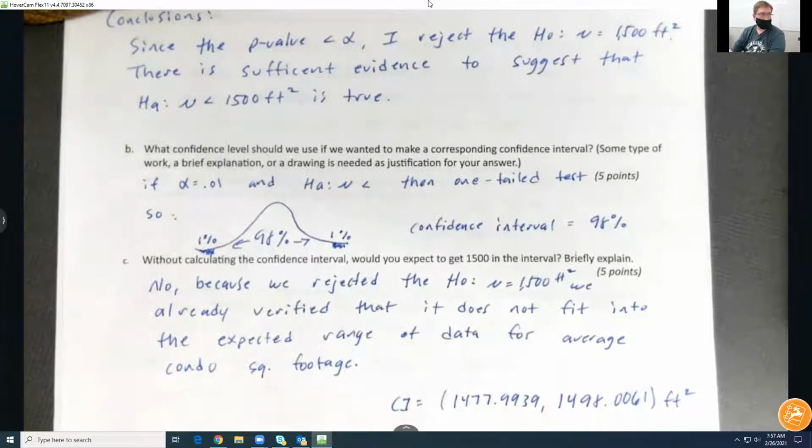So if you're really getting into this, again, the cool thing is you didn't prove what the square footage is. You just proved what it isn't. We proved that it is not 1,500.